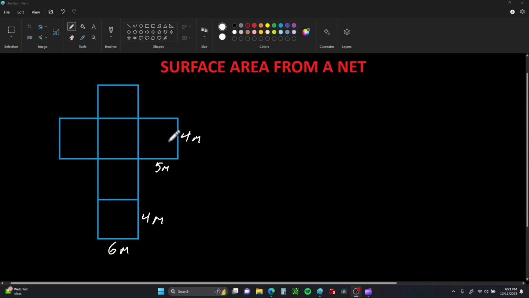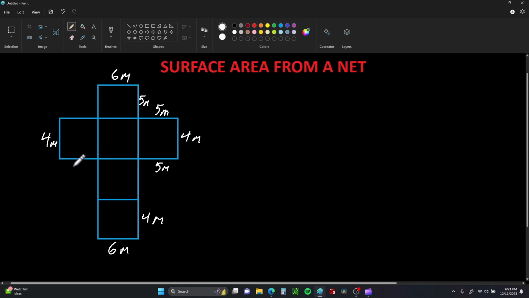Some of the lengths over here are missing. If this side is 4, every one of these going across here would be 4. I don't have to actually mark every one of them. And if this is 6, every one of these going across is going to be a 6 also. If this part is a 5, then this part is a 5. And since when the box is folded up this side would touch this side, it must also be 5.